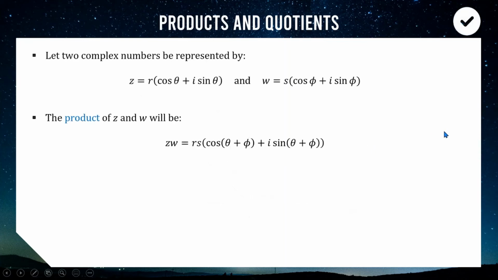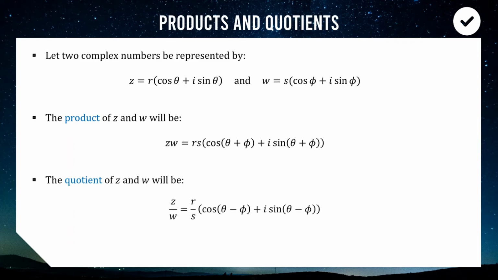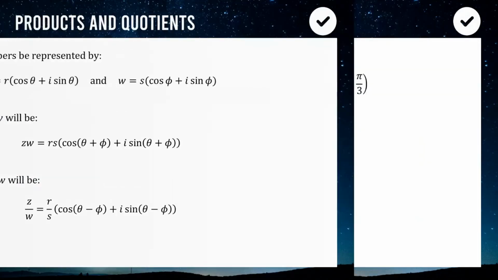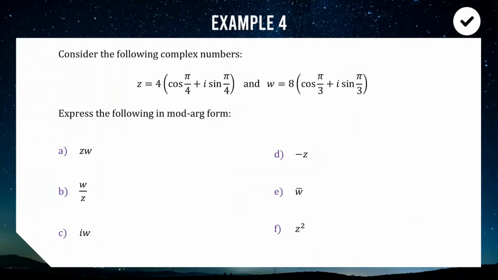Okay, so a very handy shortcut, a very similar one for doing quotients of complex numbers. So if we wanted to do, for example, z divided by w, the modulus of this number will be r divided by s, and the argument will be the difference, so theta take away phi. Okay, this is one of the main reasons why we love polar form, because yeah, it makes multiplication and division super, super easy. Okay, let's have a go at some examples using these properties to multiply and divide complex numbers.